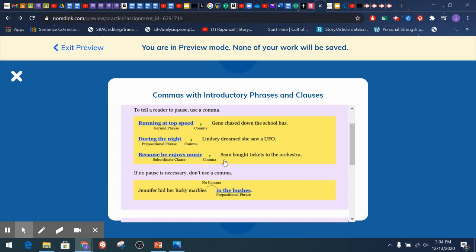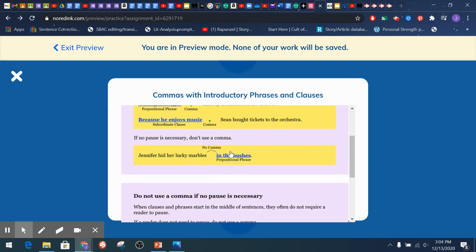Because he enjoys music. Now, remember with the word because, if we would put it at the end of the sentence, Sean bought tickets to the orchestra because he enjoys music, we would not have separated with a comma. But when we put it at the beginning of the sentence, this because phrase, we do need a comma to separate it from the rest.